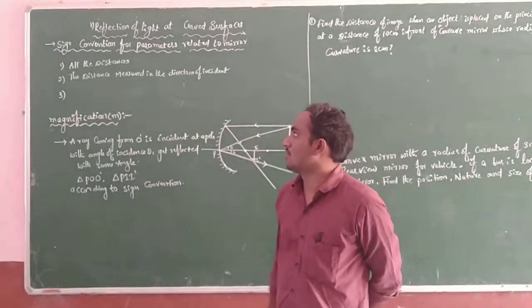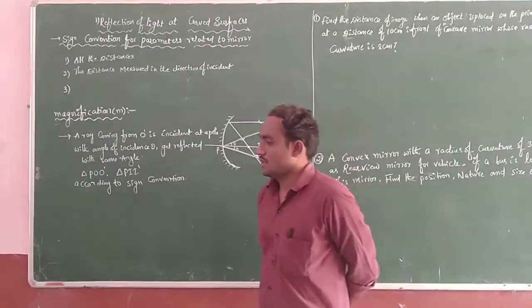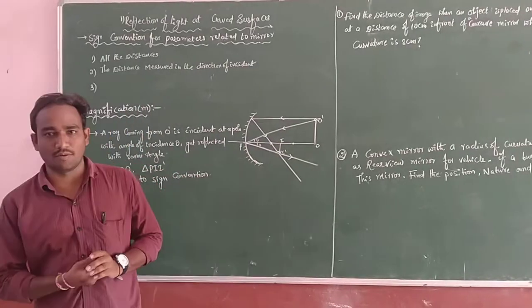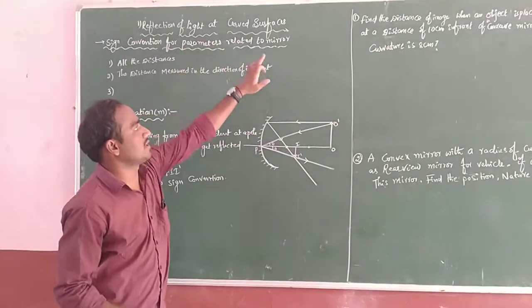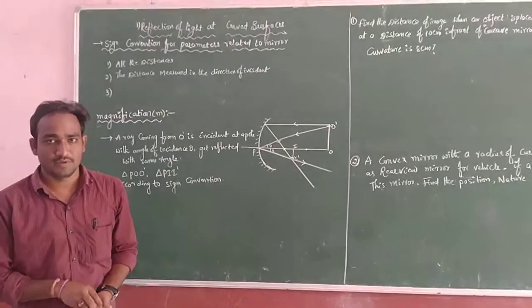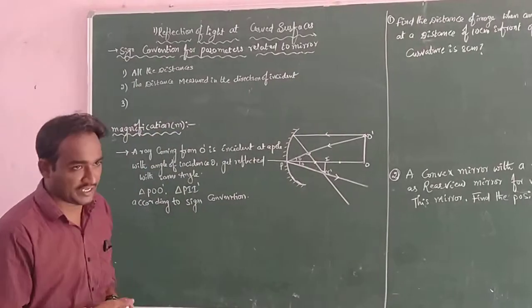Today we are discussing reflection of light at curved surfaces. Today we are discussing the sign convention for parameters related to the mirror. So how can we follow the sign convention parameters?